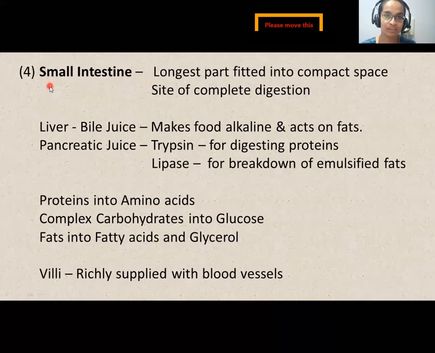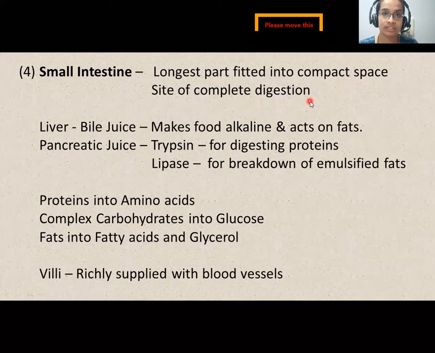The name is small, but this part is the longest. It is known as the longest part of our digestive system, despite the name small. Remember, don't forget. It is the longest part, fitted into a compact, very small space. And yes, complete digestion is done over here.